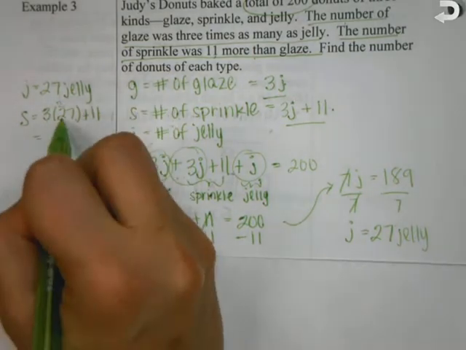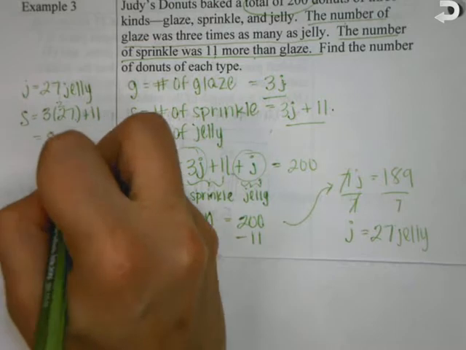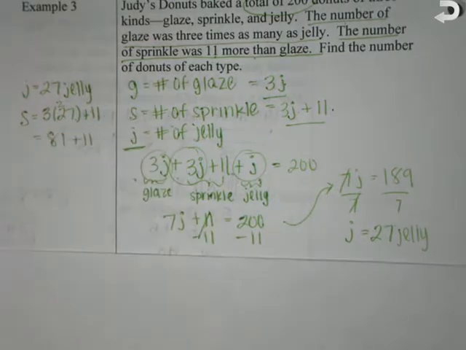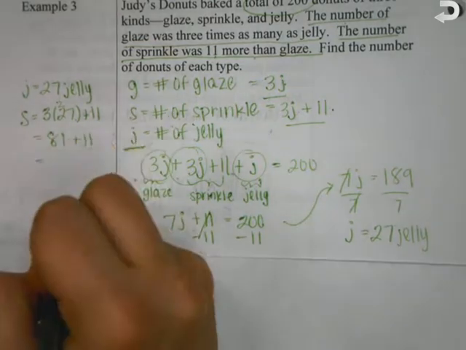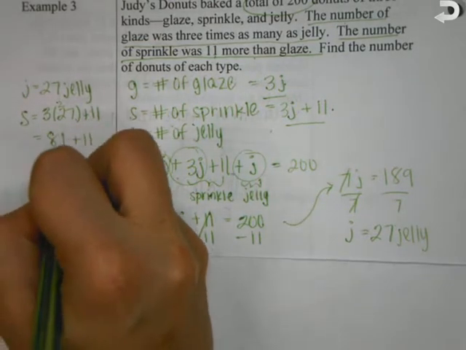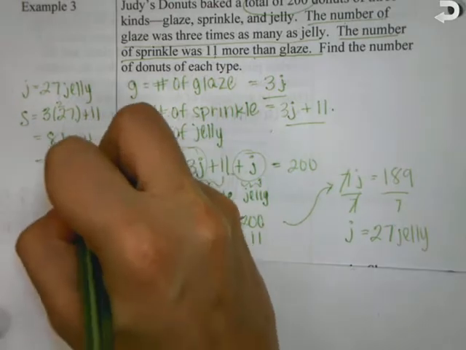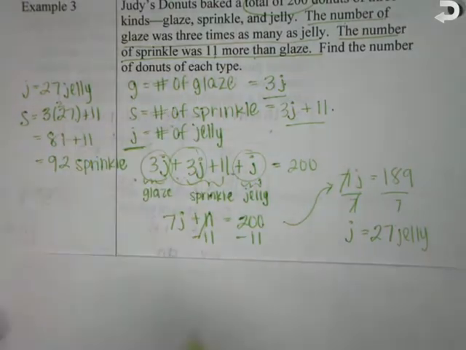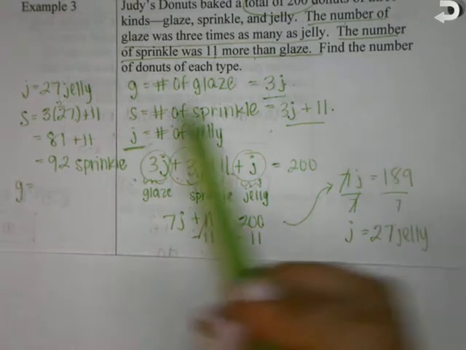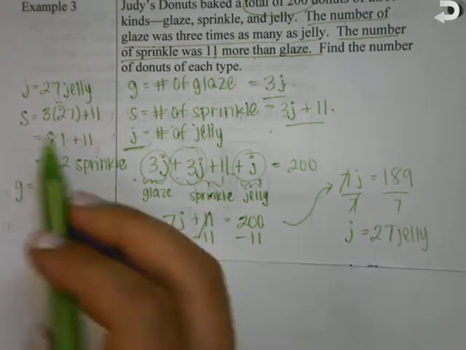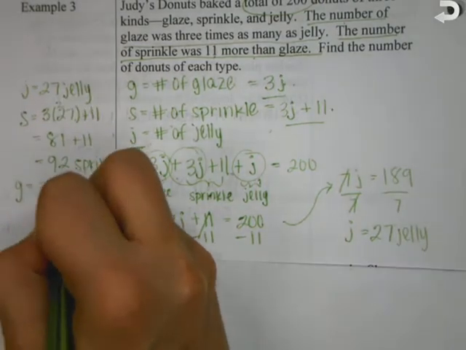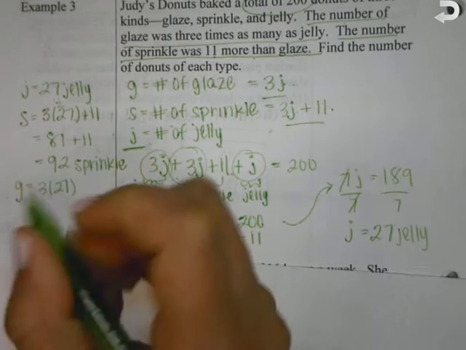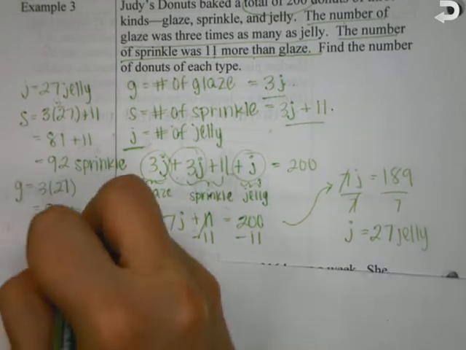Sprinkle. And then glaze, the best kind of donut, is 3 times J. So just 3 times 27, which was 81. 81 glaze. I want to know what kind of breakfast I invented. Okay, so 81 glaze. Okay?